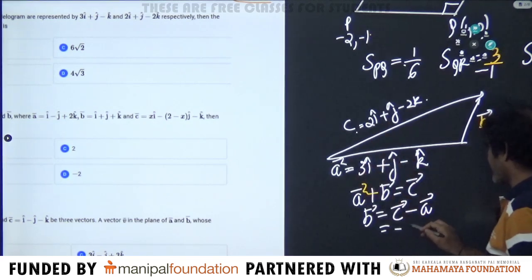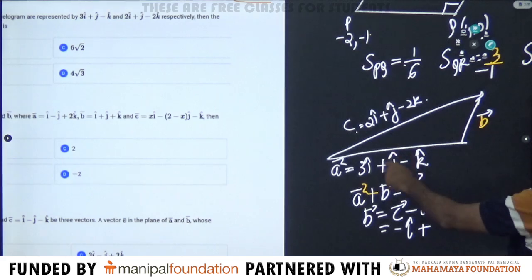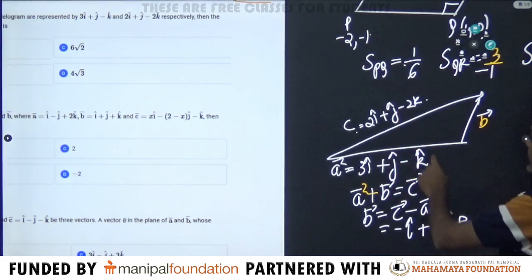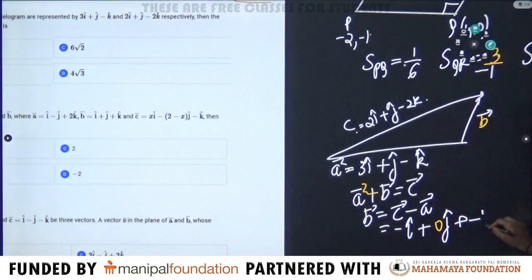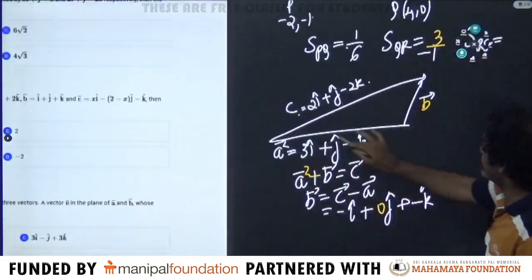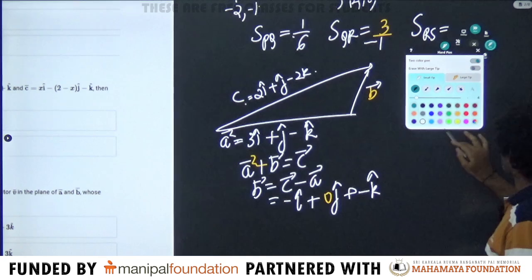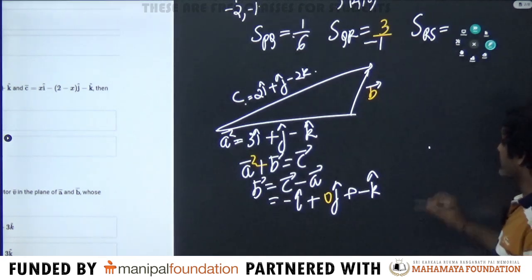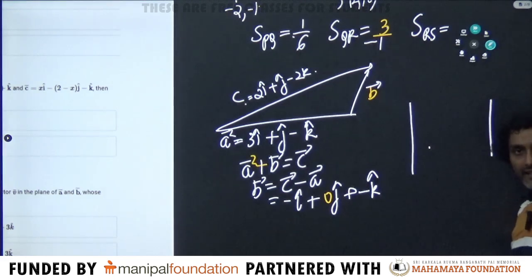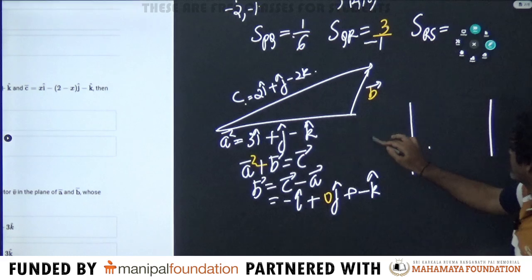So who is c vector? 2i minus 3i, that is minus i cap, and j minus j, 0 j cap, and minus 2k minus of minus 1k, so it will be minus k cap. You got a and b. So if you want area, isn't it the determinant of a cross b and then the magnitude?